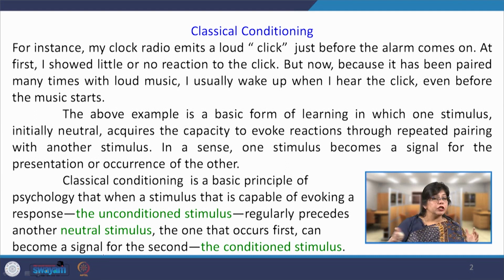So, in conditioning, the neutral stimulus is the click and the unconditioned stimulus is the sound of the alarm. But as soon as there is a pairing of the person with the neutral stimulus, that is the click and then the alarm, then it becomes a conditioning, because the person has learned to respond appropriately even to the neutral stimulus, that is the click.